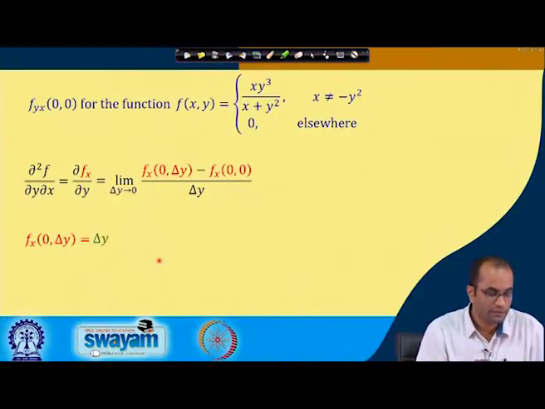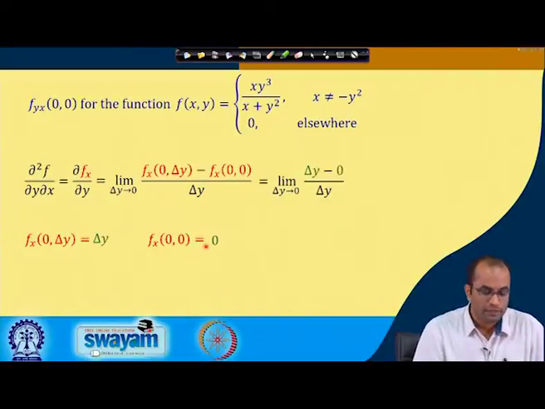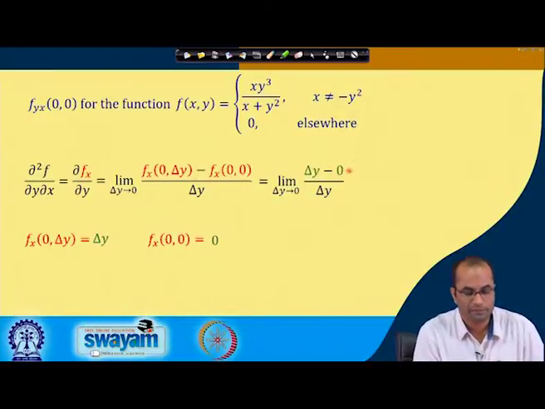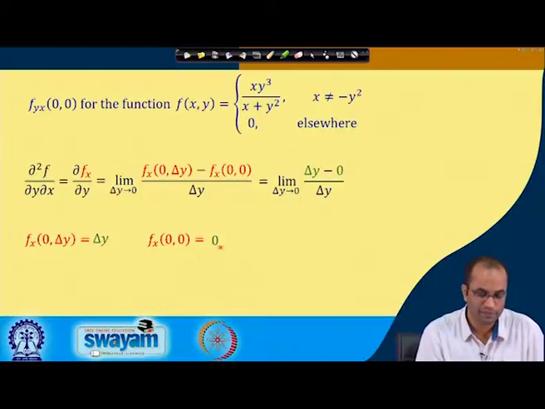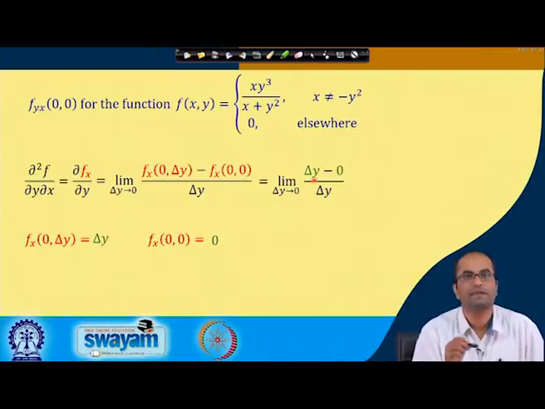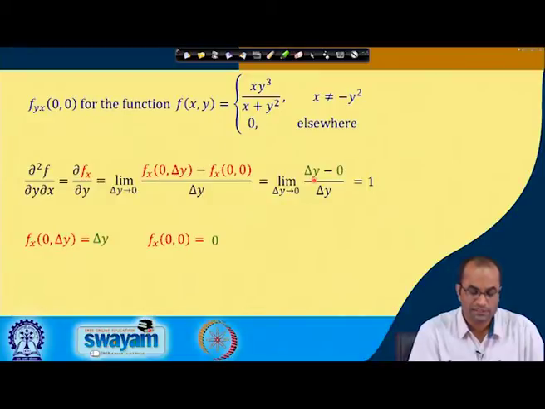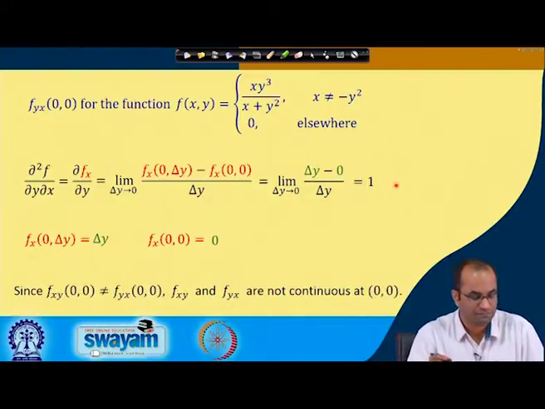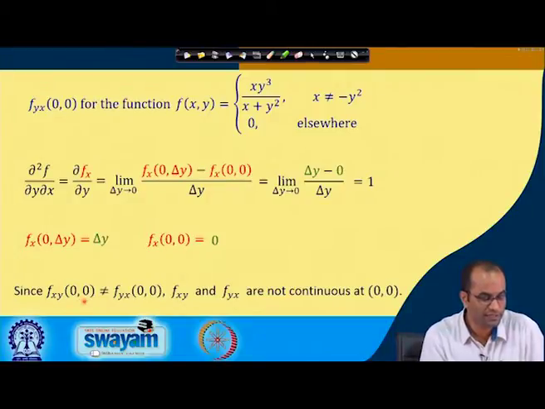So, in this case, f_x at (0, 0) will become 0 because of this product there. So, no need to compute again. Now we have delta y for this, f_x(0, delta y) minus the 0 term f_x(0, 0), divided by delta y. So, in this case, delta y divided by delta y will become 1. So, this is f_xy(0, 0).